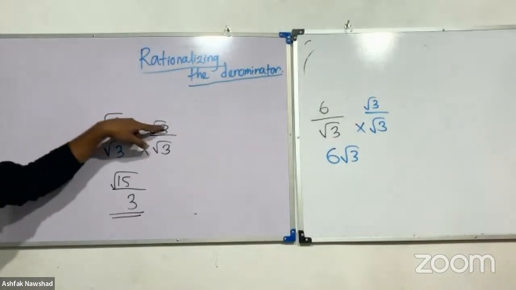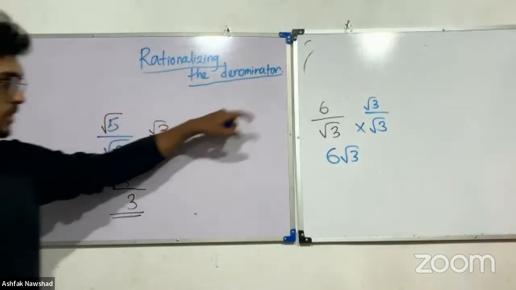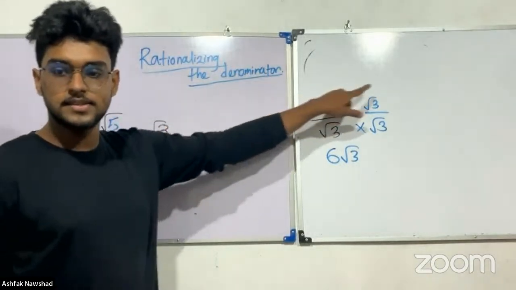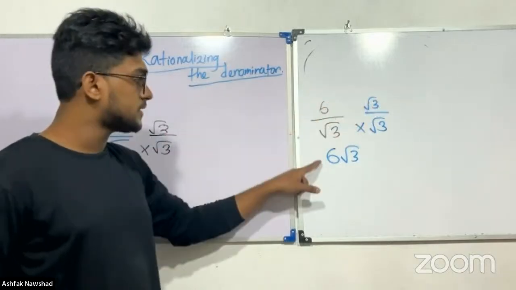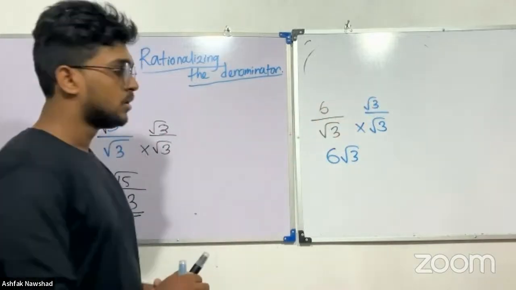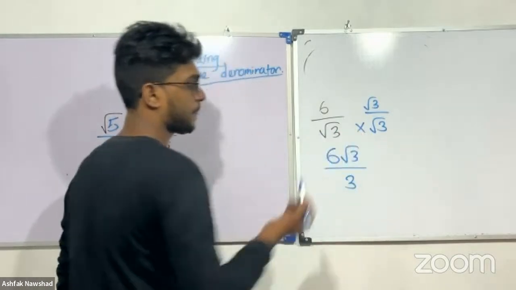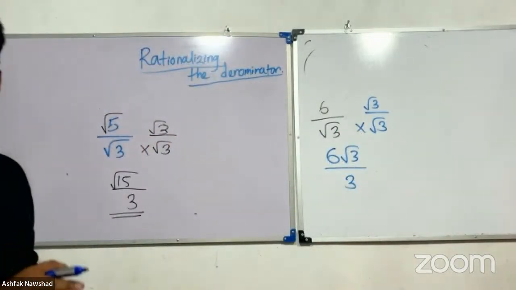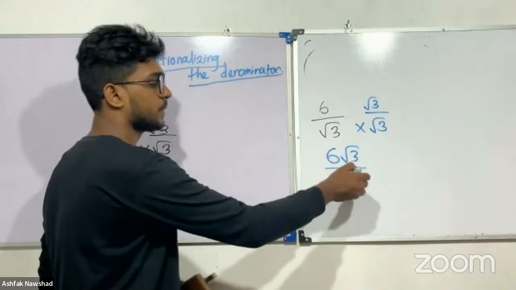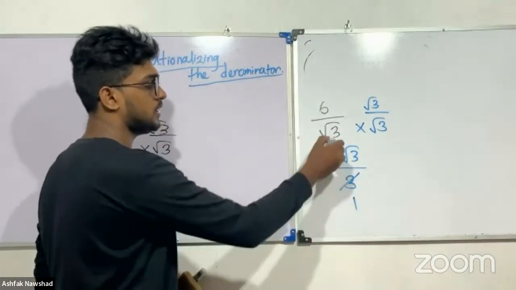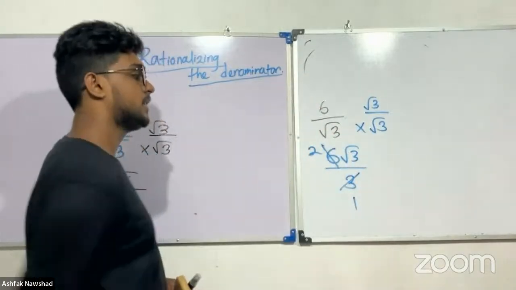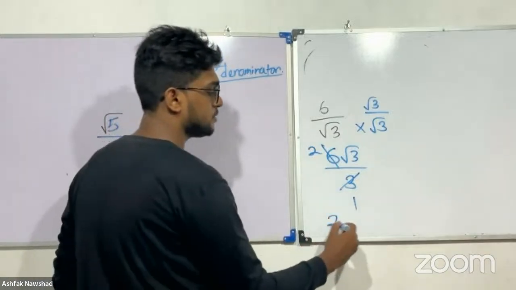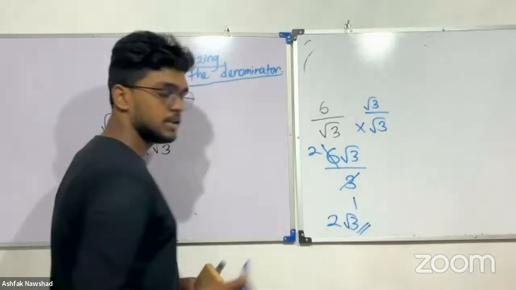We can see this is not the same as the previous one. That was root 5 into root 3. This is not root 6, just 6 into root 3. 6 into root 3 is 6 root 3. Root 3 into root 3 is just 3. But this doesn't end here because we can cancel. 3 goes into 3 one time, and 3 goes into 6 two times. So the final answer is 2 root 3. Is this clear?